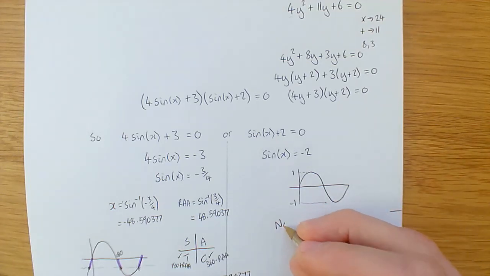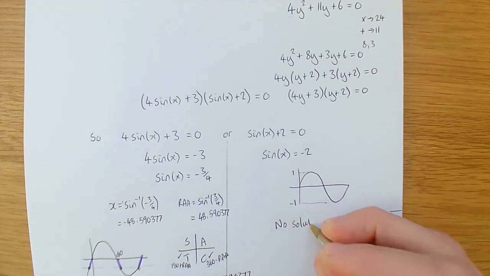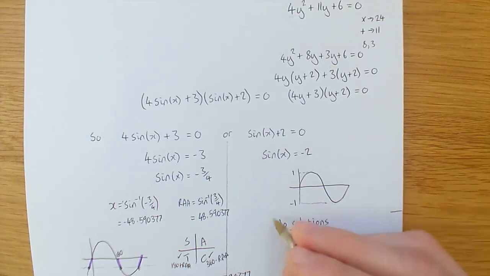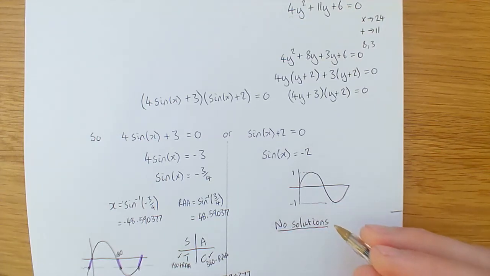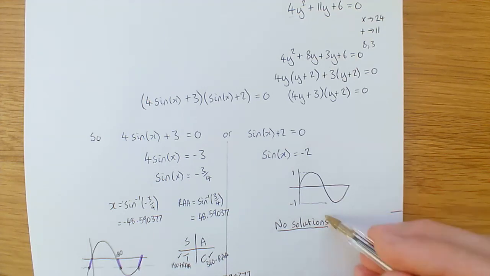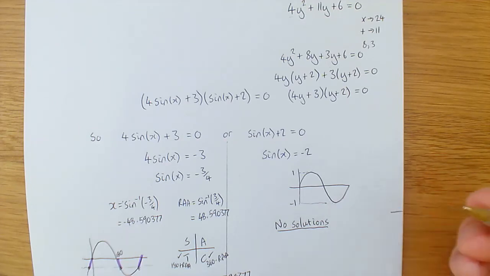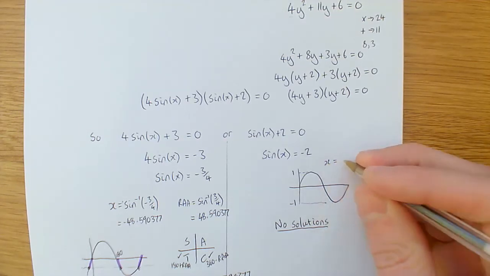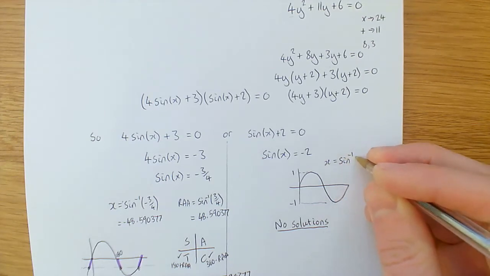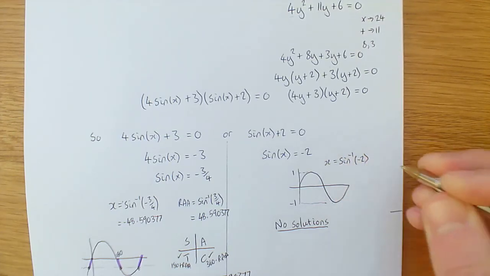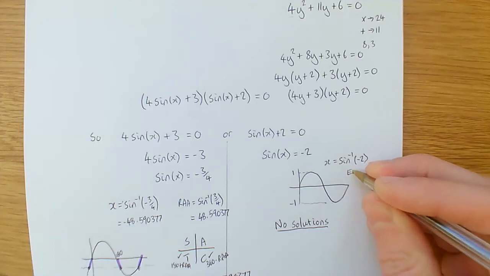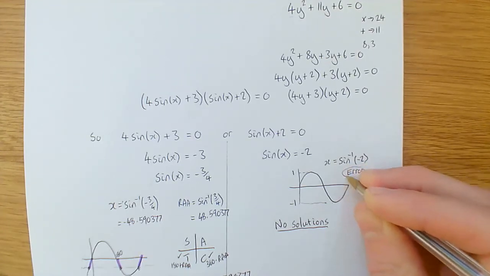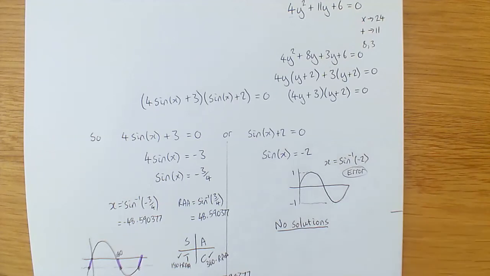So over here, you can happily write, with no further working, no solutions. It's important you write that, because that identifies you've thought about it, you checked it, and you've decided there aren't any, rather than just kind of giving up. So it's important you write this, but that's us done on this side. If you didn't spot that, and you tried doing x equals sine to the minus 1 of minus 2 or even 2, your calculator will say error. That error is a good clue that you probably have no solutions to something.